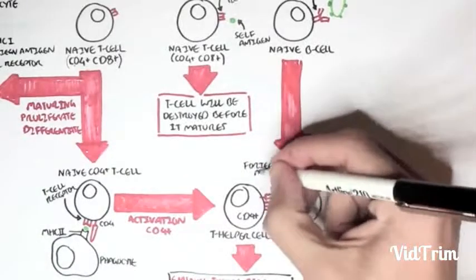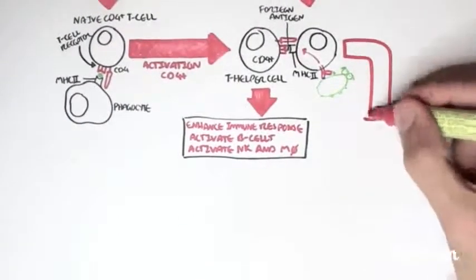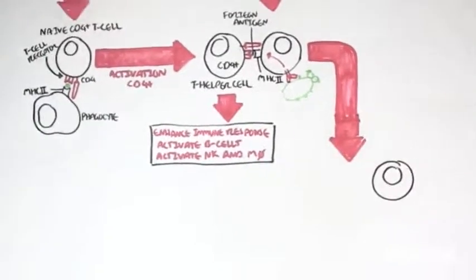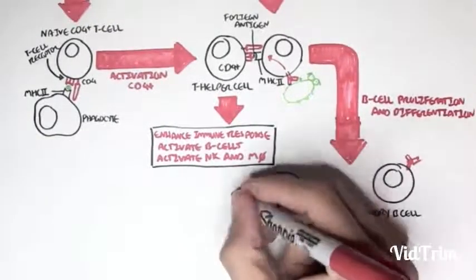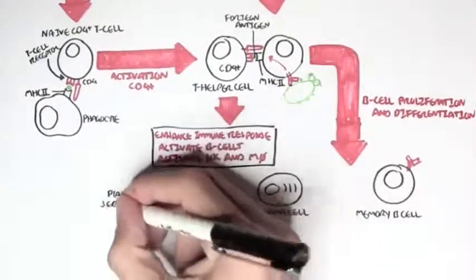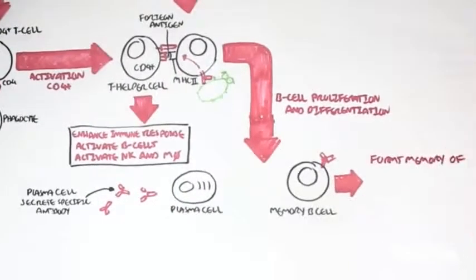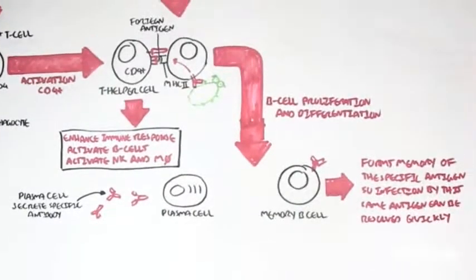So the B cell engulfs this foreign pathogen, processes it, and then presents its antigen on the major histocompatibility complex class 2 to the T helper cell. The activated T helper cell can then activate the B cell to proliferate and to differentiate into either a memory B cell or a plasma cell. Plasma cells secrete specific antibodies towards that antigen. Memory B cells form memory of that specific antigen so that a next infection by the same antigen can be resolved quickly.